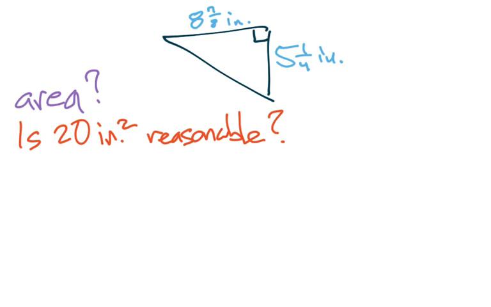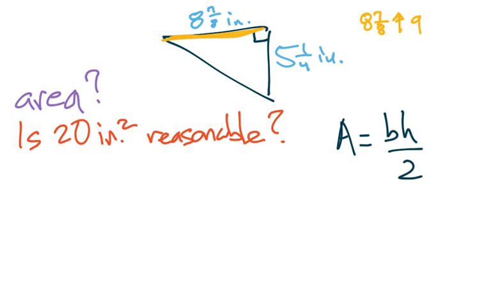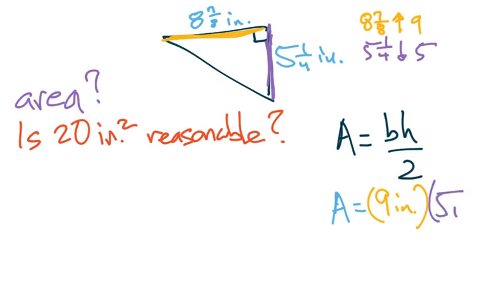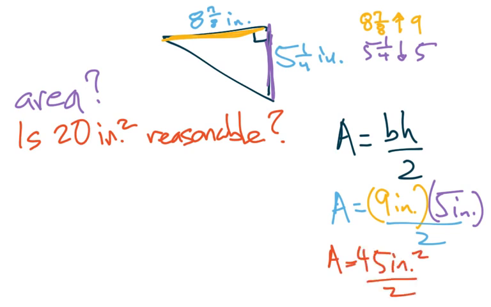So again, we do have a formula for area of a triangle. So that's A equals BH over 2. We're going to look at our base. That's currently at 8 7/8, but we know we'd round up to 9, right? So let's plug that in. So our base is 9 inches. When we think about our height, we're at 5 1/4. Well, that would round down because 1/4 is less than 1/2. So we'll go with 5. Don't forget, we have to divide this by 2. So we do know that 9 inches times 5 inches is 45 inches squared over 2.